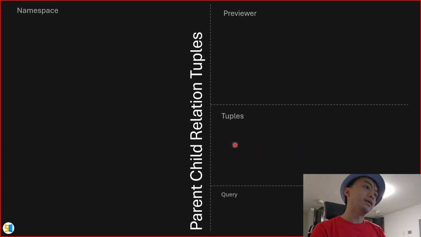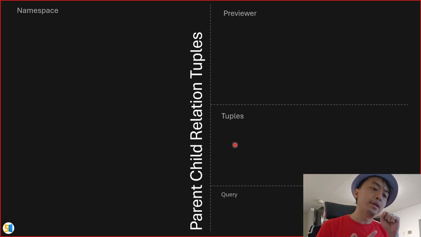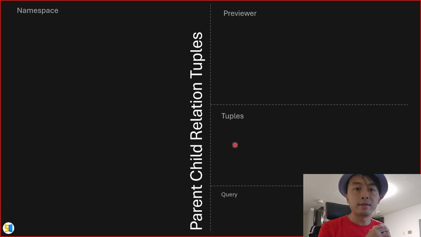Next is about parent-child relation tuples. What are parent-child relation tuples? In Google Drive, we can create a folder. Inside that folder, we can insert another folder or documents, right? And if we set some relations or access in that parent folder, automatically the same access will be inherited to the child, everything inside the folder, right?